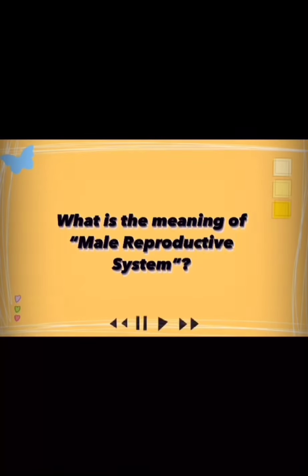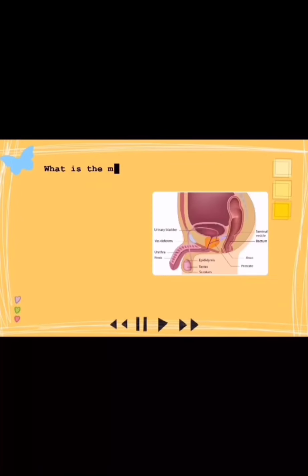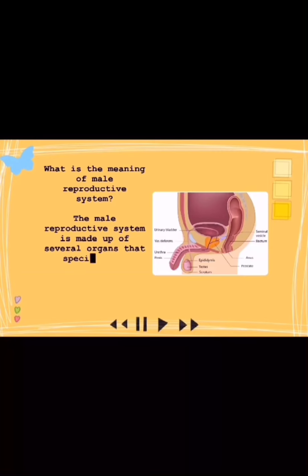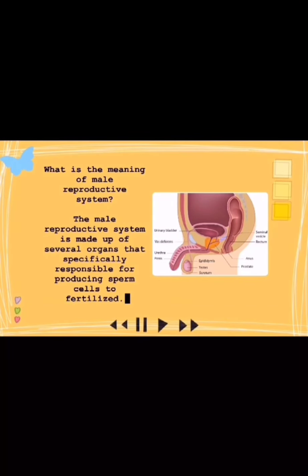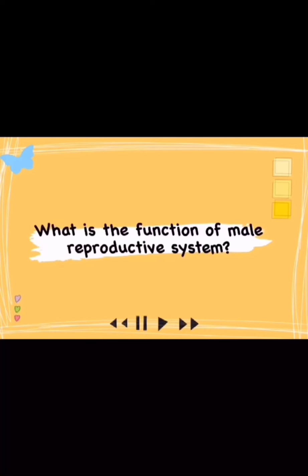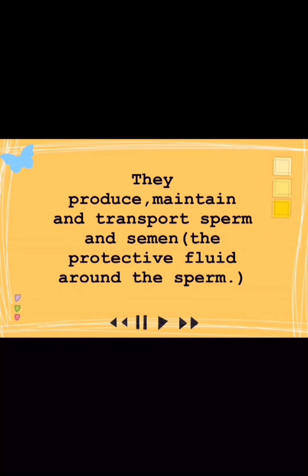What is the meaning of the male reproductive system? The male reproductive system is made up of several organs that are specifically responsible for producing sperm cells to fertilize. What is the function of the male reproductive system? They produce, maintain, and transport sperm and semen, or the protective fluid around the sperm.